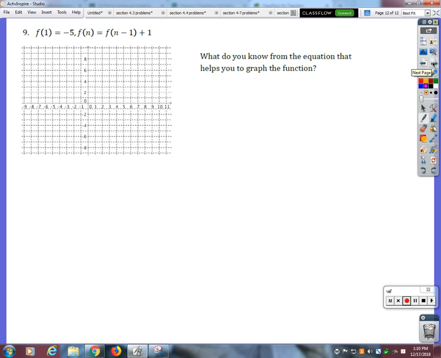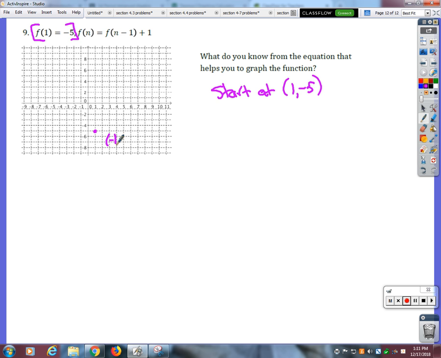All right, last one. F of 1 equals -5. And to get the next one, you add 1 each time. So this one you start at 1, -5, because it says when you plug in 1, you get -5 as an answer. F of 1 equals -5 means that when you plug in 1 for x, you get -5 for y as an answer. So I'm going to start right there.